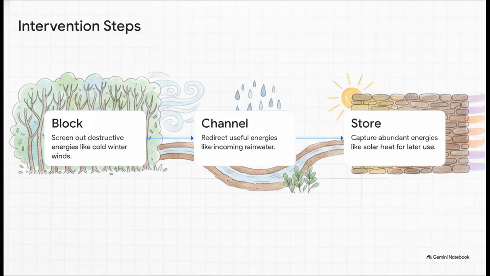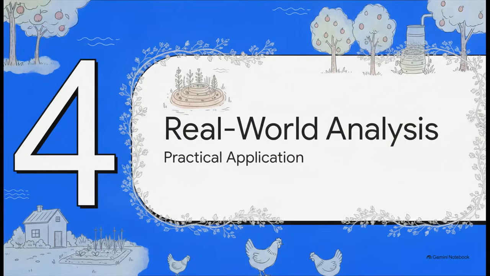Think about the physics of thermal mass. If you build a thick stone wall facing the winter sun, that dense material soaks up solar radiation all day long. Then, as the night gets cold, that mass slowly releases the stored heat, passively warming a greenhouse or your living room. And, of course, if an energy isn't a threat and we don't need it, we just let it pass right through unimpeded.